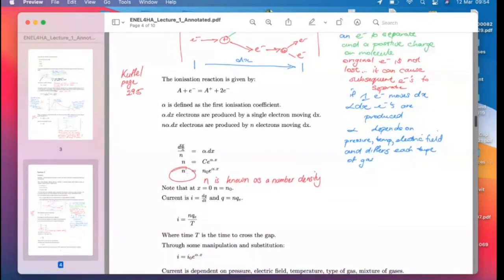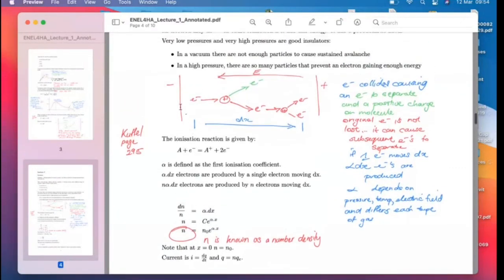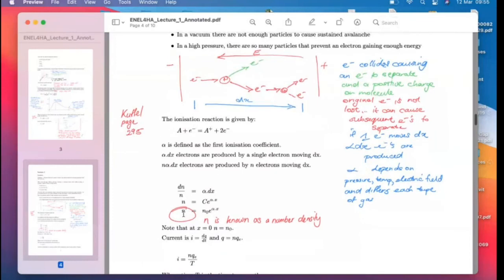If we move down a little bit, we can do some math around that, and we could look at, say, this whole region of 0 to x. We could integrate that n alpha dx, and all of a sudden you can see across x we've got n naught e to the alpha x. So that's an exponential growth of electrons.